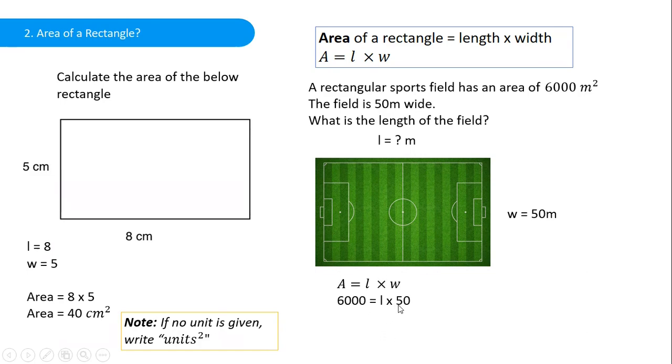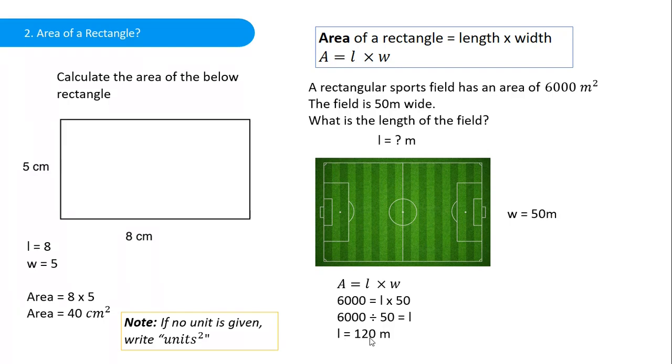So I'm going to do the opposite. I will divide by 50. 6,000 divided by 50. Now I can cancel the zeros. Now I have 600 divided by 5. I know that 60 divided by 5 is 12. So 600 divided by 5 would be 120. So my length must be 120.